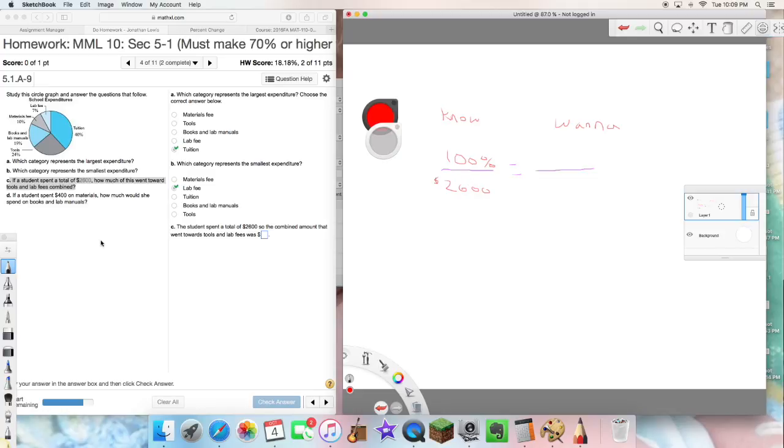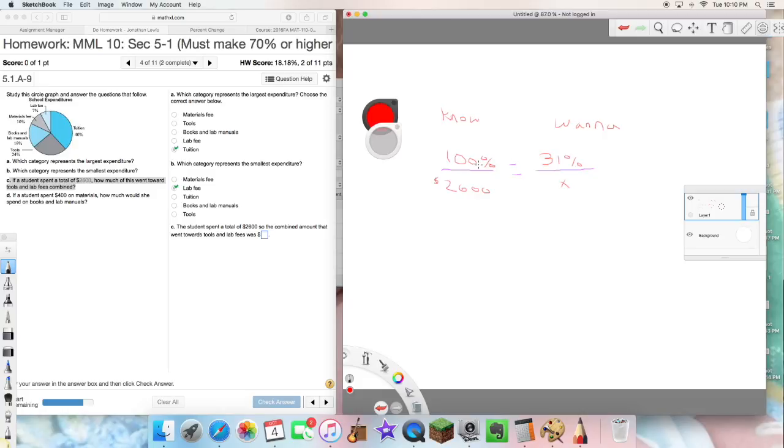Now, what do I want to know? I want to know how much went to tools and lab fees combined. Well, tools is 24%. My lab fees is 7%. So when I combine the tools and the lab fees, that's 24 plus 7%, and it gives me 31%. So what do I want to know? I want to know how much 31% is. I know that 100% is $2,600. And I want to know how much 31% is. So I've set that proportion.